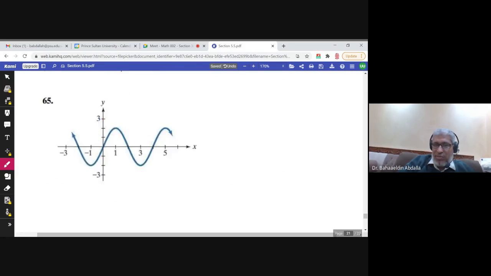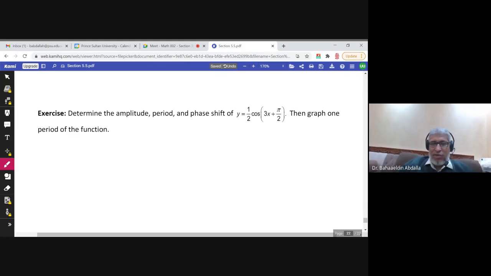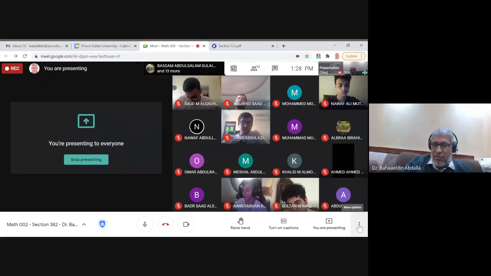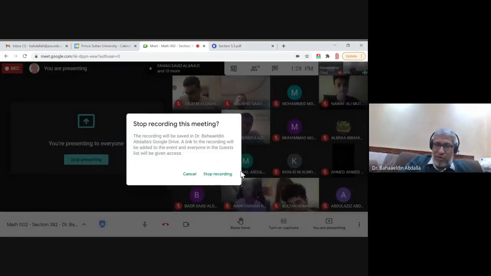All other questions, you can do this one. It is similar, 65. And please also solve this exercise. So we solved all different exercises in this PDF. That's the end of section 5.2. And if you have any question, please ask.